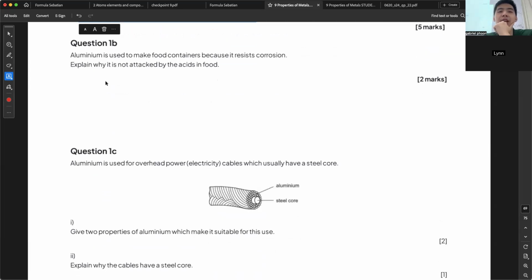Aluminium is used to make food containers because it resists corrosion. Explain why it is not attacked by acid in food. Yes, very good. Aluminium, although it's relatively high in the reactivity series, is generally non-reactive because as soon as you produce pure aluminium and expose it to the air, immediately it will form a very unreactive layer of aluminium oxide.